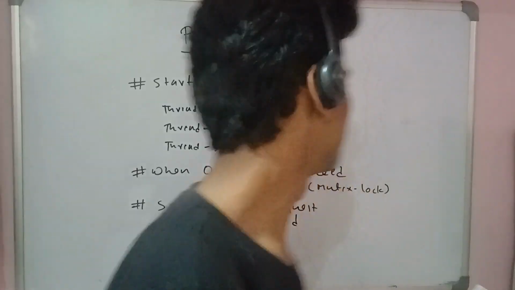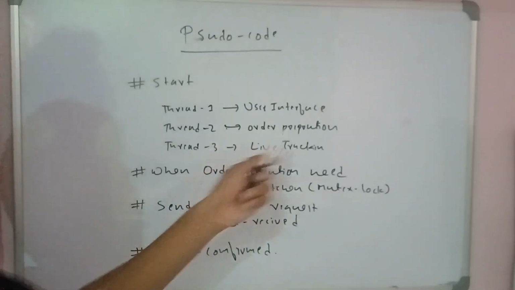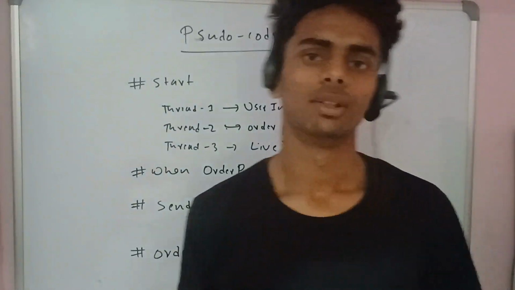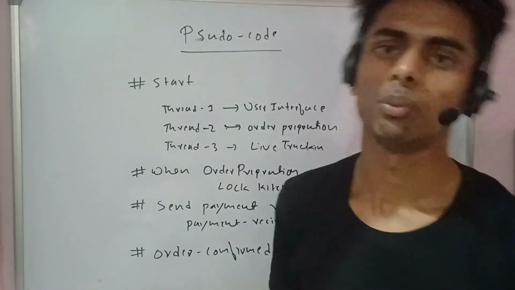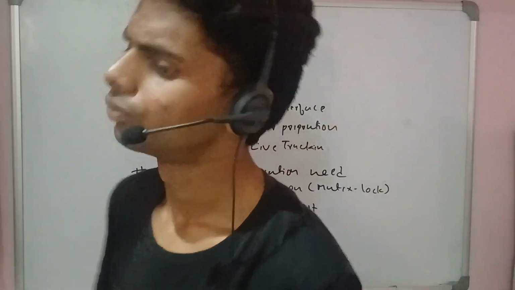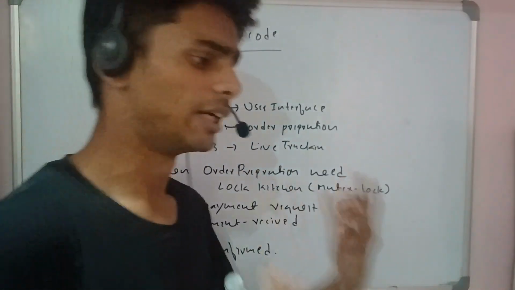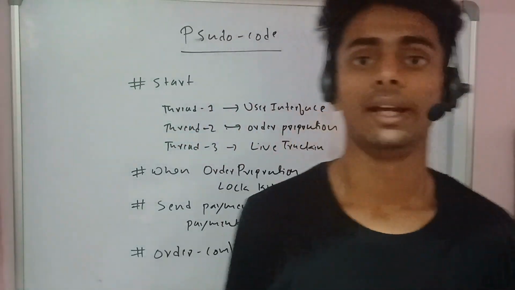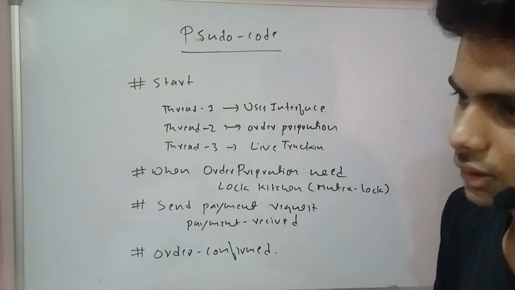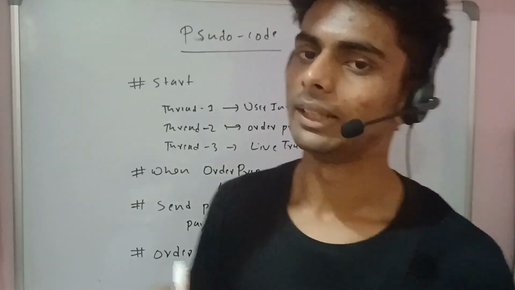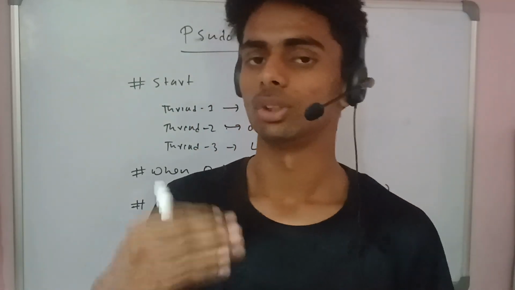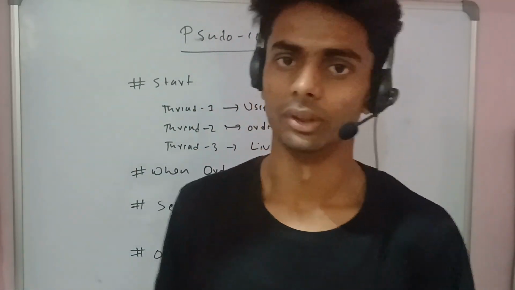The first is user interface, the second is order preparation, and the third is live tracking. These are the few threads I want to implement in my software. I already decided on these threads. For better management, we can focus on how much memory each thread occupies. According to it, the weightage of the process in memory will increase.